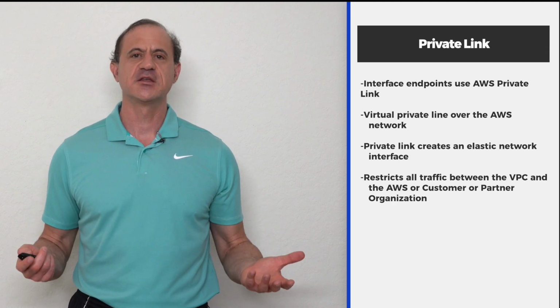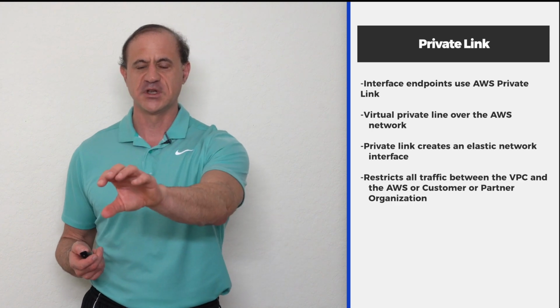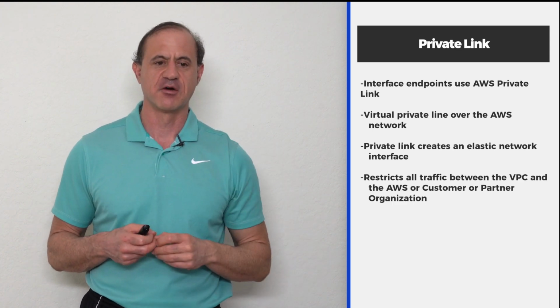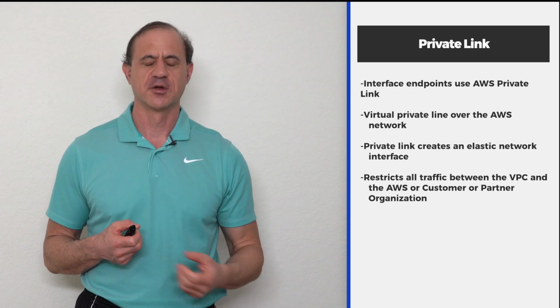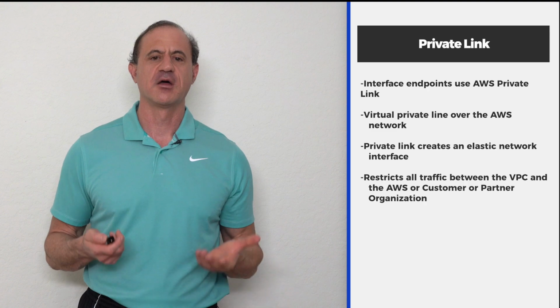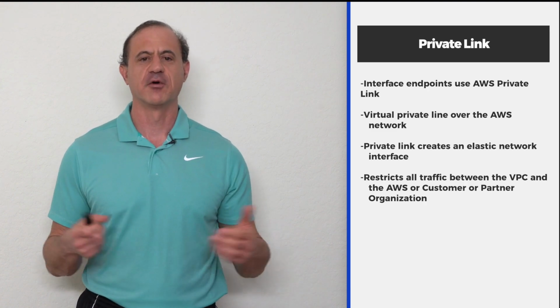Now, you can see in this diagram here that we've got a VPC that's related to the service provider. And on the left side of this diagram, we've got the customer. And the customer is connecting to their service provider via the interface endpoint, which is using the Private Link for communication back and forth.